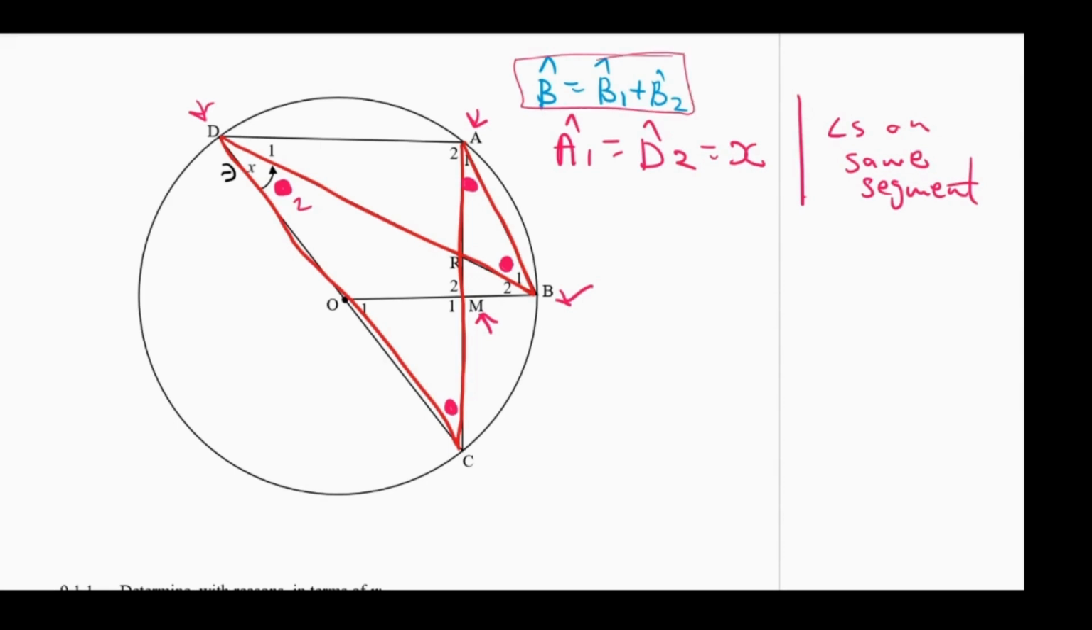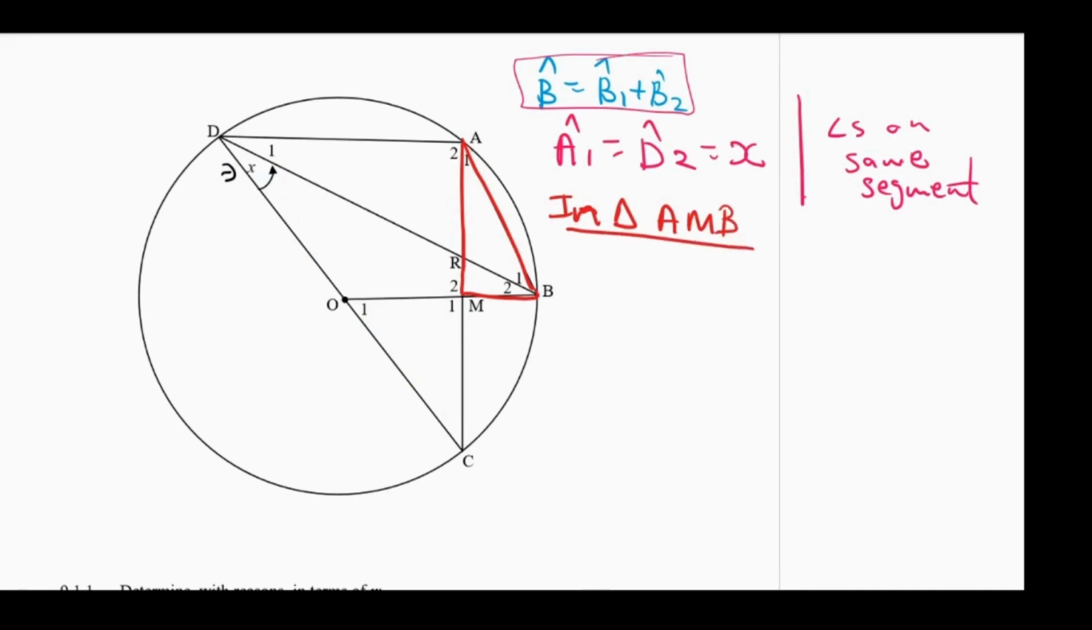So now that we found A1, we're going to use the triangle. Let me erase everything now. I'm going to use the triangle that I'm just going to shade now, which is this one here. So we're going to use this triangle to find B. In triangle AMB, we know that A1 is equal to X. What is angle M? It's actually equal to 90 degrees.